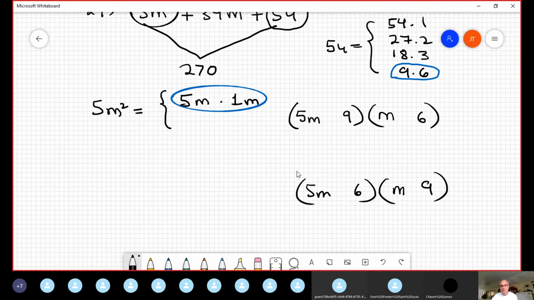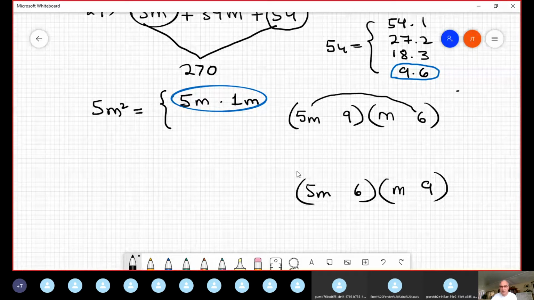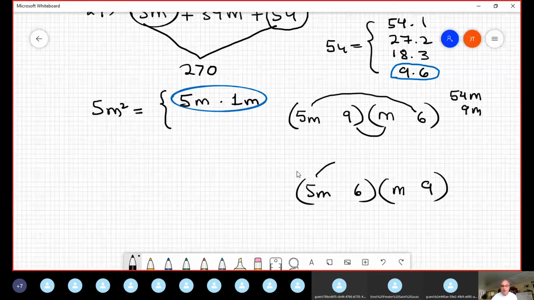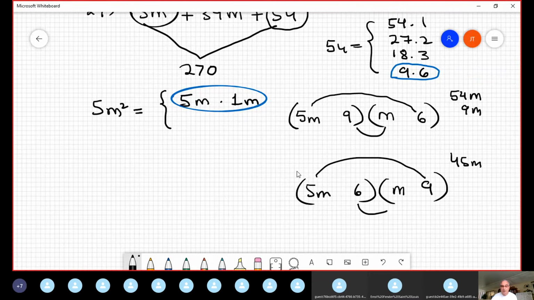And you apply partial FOIL. The multiplication. This guy gets 54M. And you multiply this and this, get 9M. Okay, and you multiply this and this, get 45M. And you multiply this and this, get 6M.